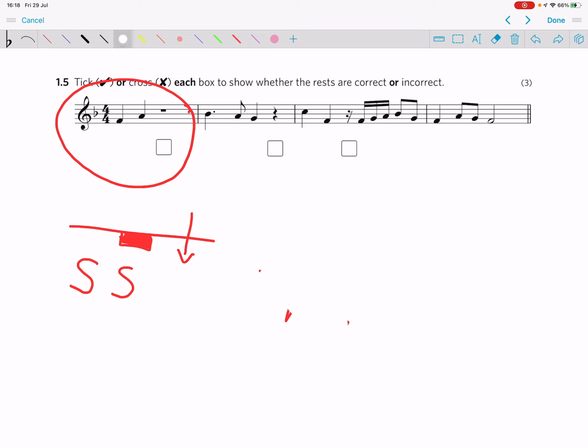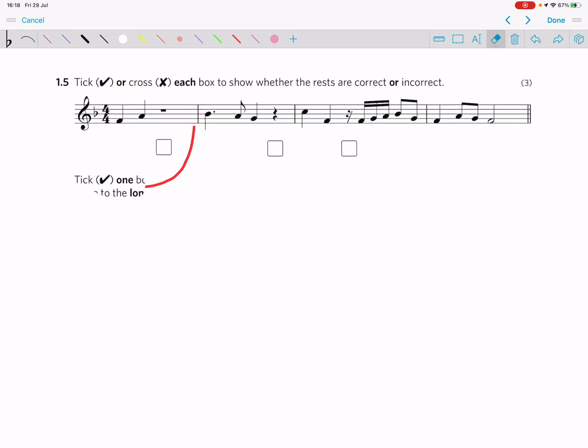So let's have a look at this rest. And it is very much suspended, which means it is going to be a semibreve. So we actually only need two more beats in this bar, which means that it's not correct. It's not correct because that would be 4 beats, and that's 1 and that's 1, which would make a total of 6. So let's go on to the next example, and this one is a crotchet.